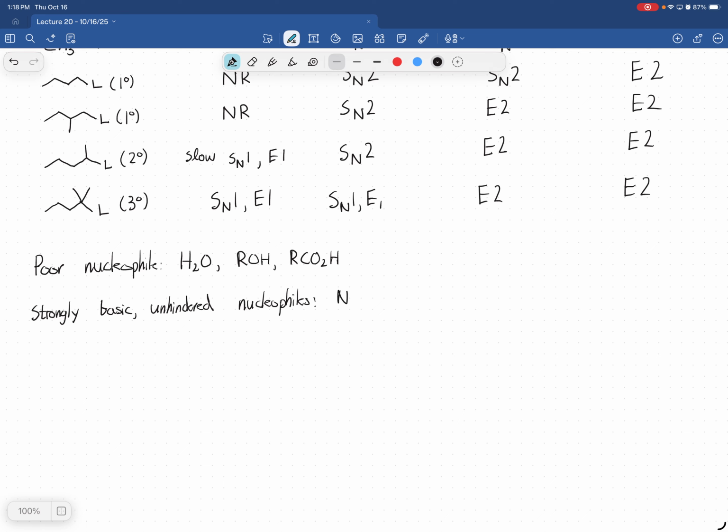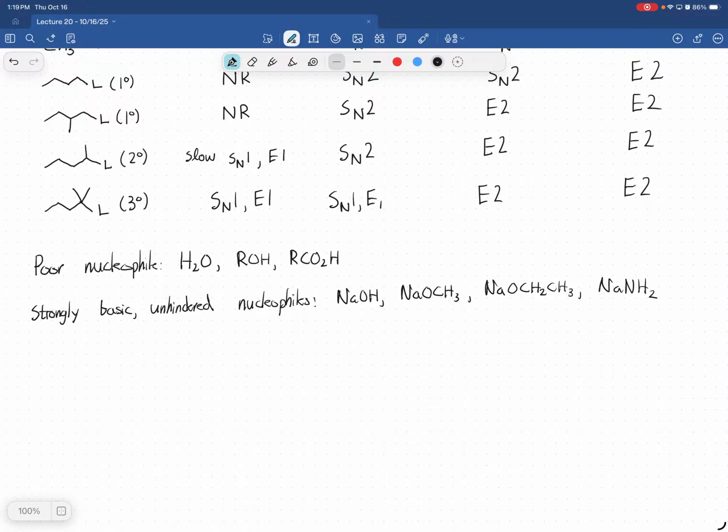All right. So, hydroxide, sodium hydroxide, sodium methoxide, OCH3, sodium OCH2CH3, and then sodium NH2. Okay, so these are all the kinds of bases that will be strongly basic and unhindered.